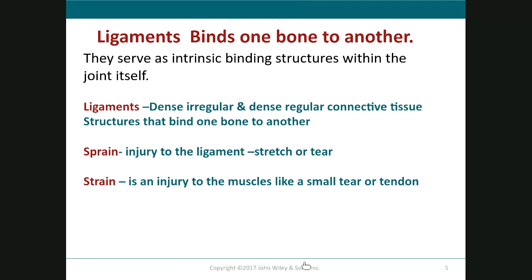We studied these terms in the past, but let's review the definitions. A ligament is either dense regular or dense irregular connective tissue. It's the structure that binds one bone to another. When we think of the term sprain with a P, it's an injury to a ligament. When we think of the term strain with a T, it's an injury to a muscle.